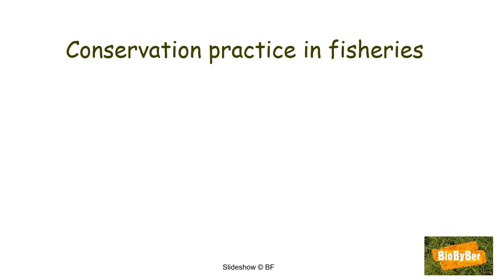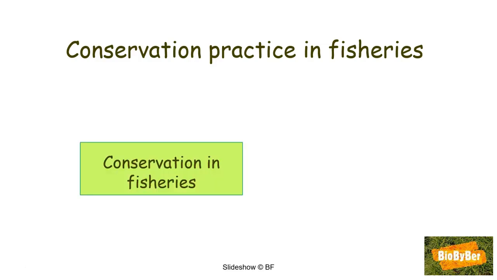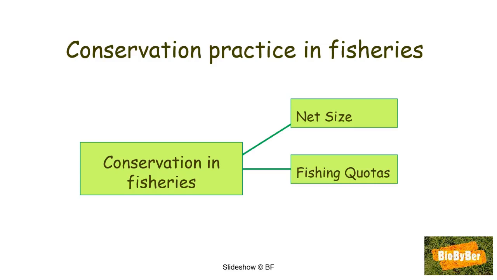Conservation practice in fisheries. There are three main areas or examples of conservation practices in fisheries. The first area is related to the size of the nets, the mesh size. The next area is related to fishing quotas. How much fish are you allowed to catch? And the last area relates to restocking or replacing the population of fish, perhaps in the rivers and lakes.